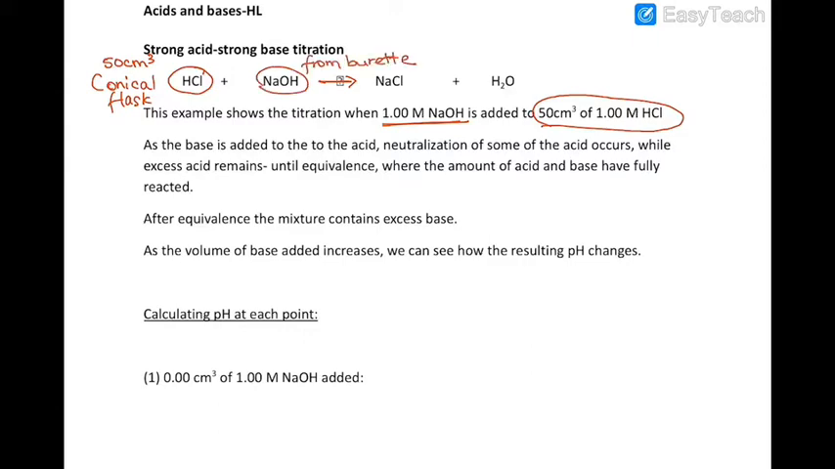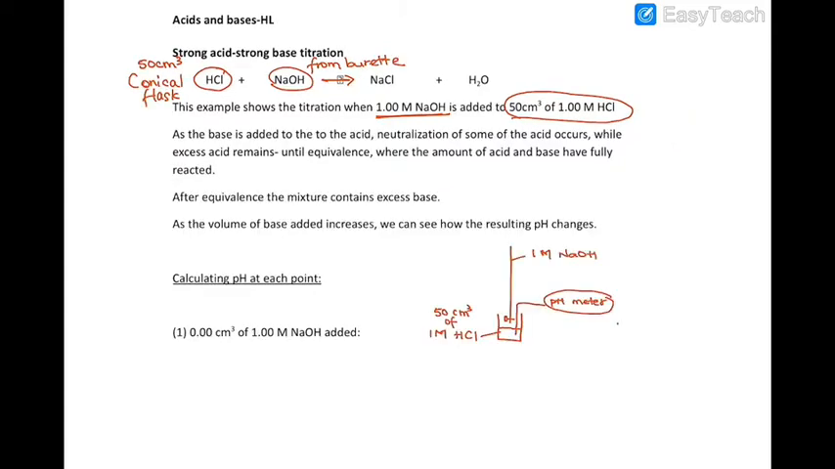So as the base is being added to the acid, we're going to be recording the pH of the solution here. Normally, we will not be using a conical flask because everything might not fit in a conical flask. So we usually use a beaker when we need to put in the pH sensor. So initially, the pH meter will just be recording the pH of the 50 centimeter cube of 1 molar HCl.